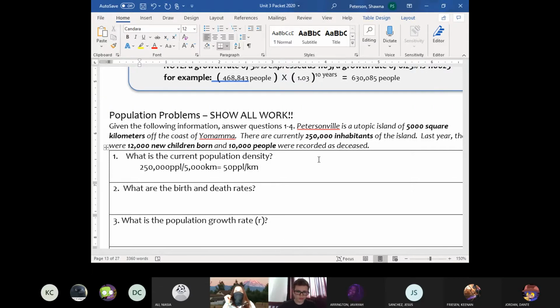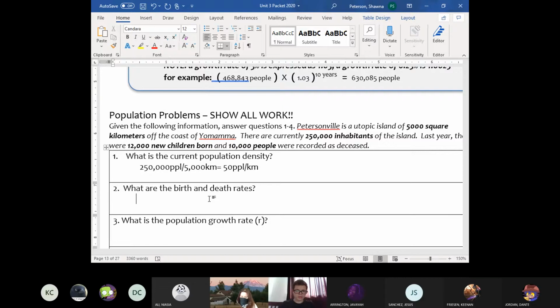And I'm just trying to get you guys in the habit of units. We haven't done a whole lot of math in a while, and you lose points on the exam even if you get the right answer but the wrong units or don't put units. So trying to be in the habit. People. All right. What are the birth and death rates?